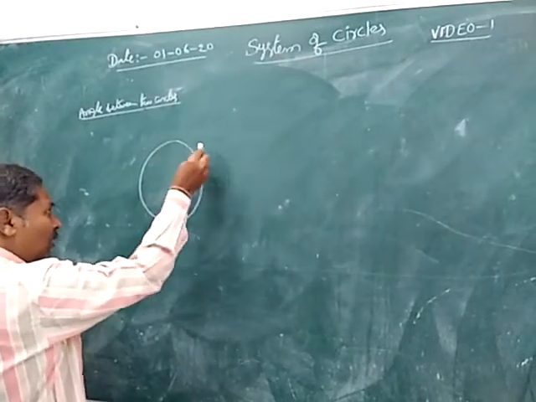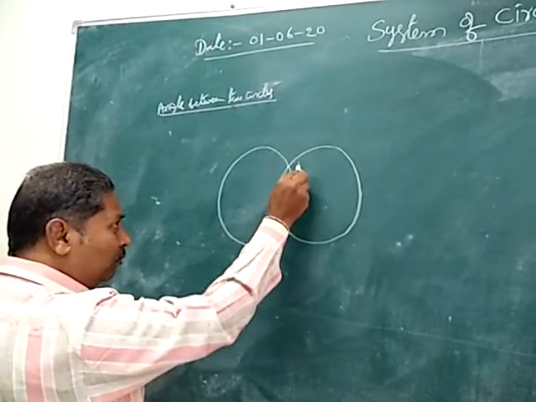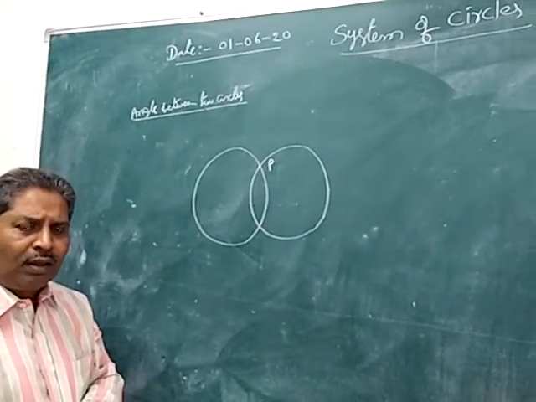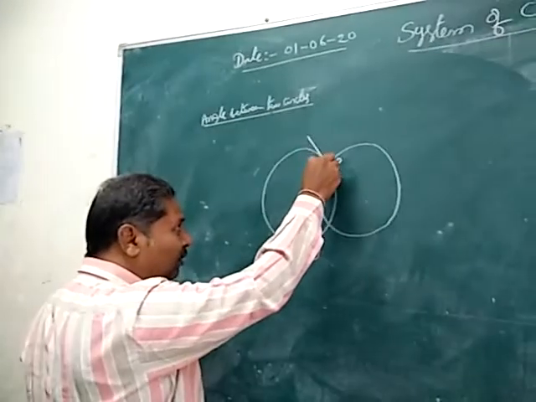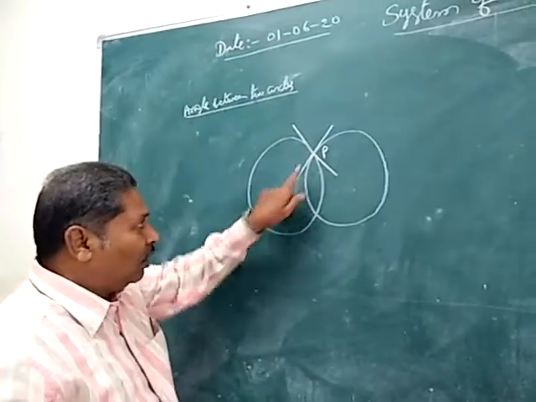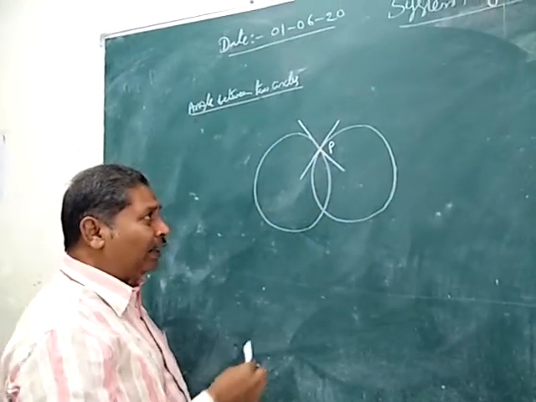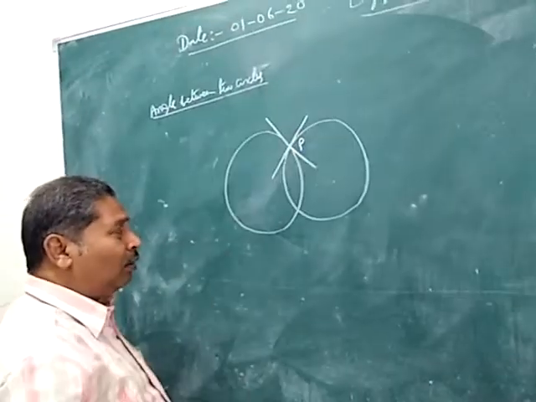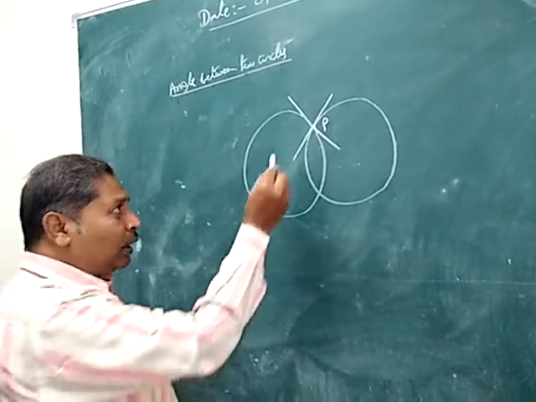One circle and this is a second circle. They intersect at P. The angle between the two circles is defined as the angle between the tangents drawn at the point of intersection of the two circles.